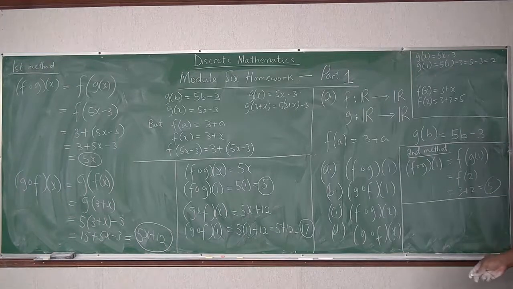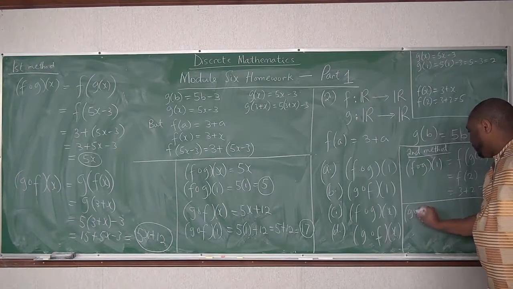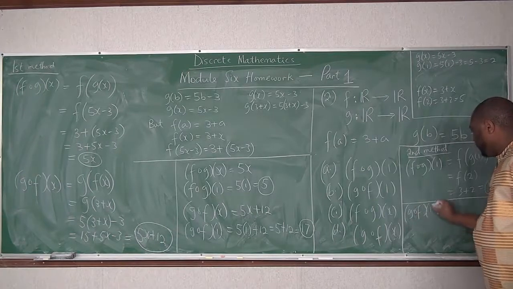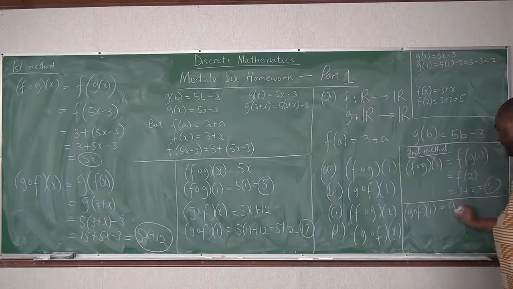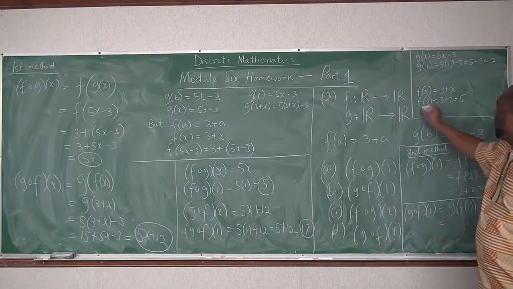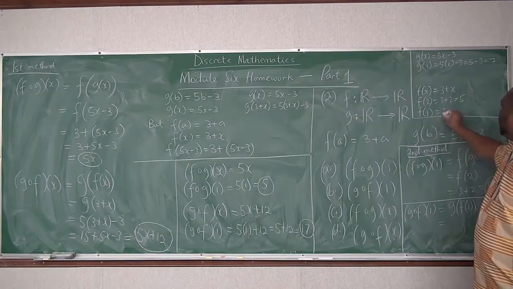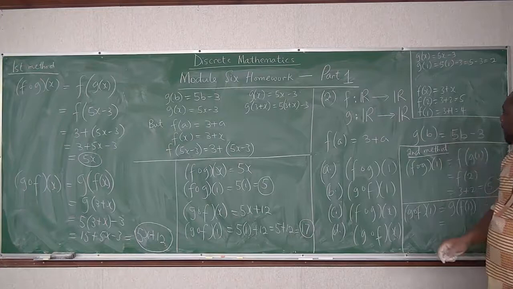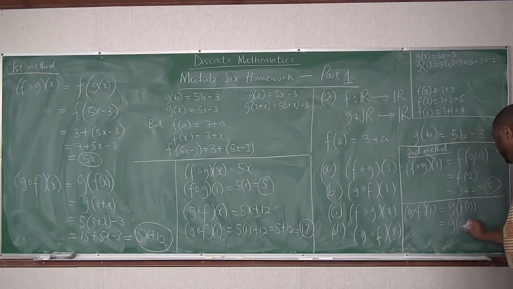So, then if you are doing gof of 1, this means g is outer, f is inner, g composed with f of 1. So, we find f of 1. f of 1 will give me 3 plus 1, which is 4. So, this means g of 4. You see, I'm showing all my work.